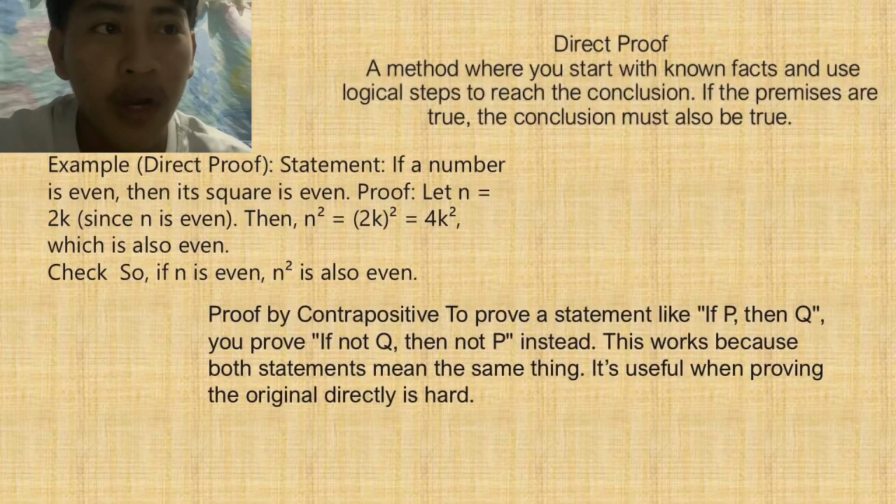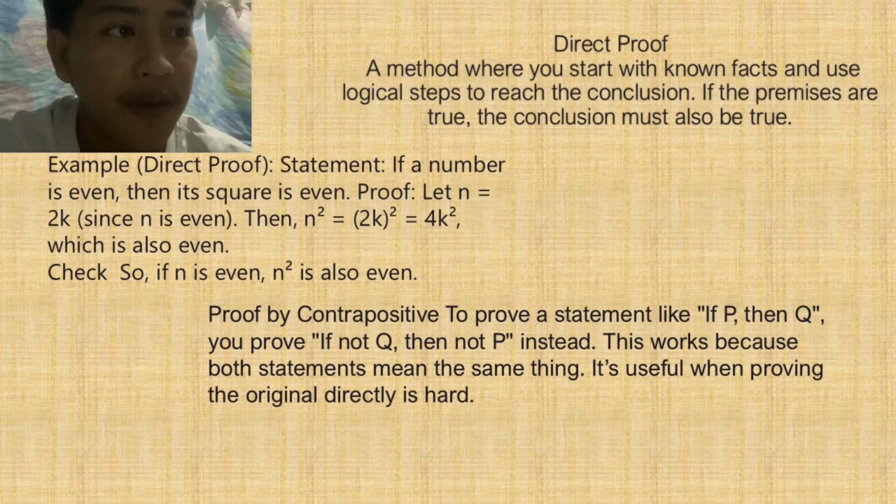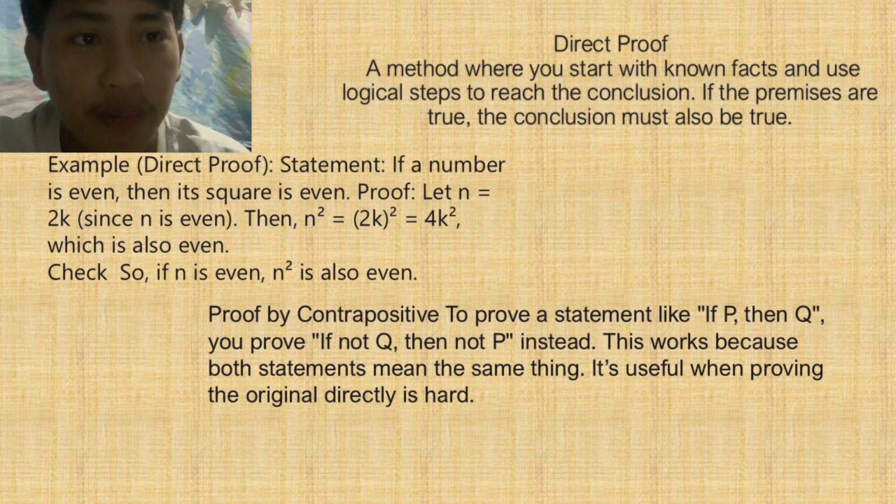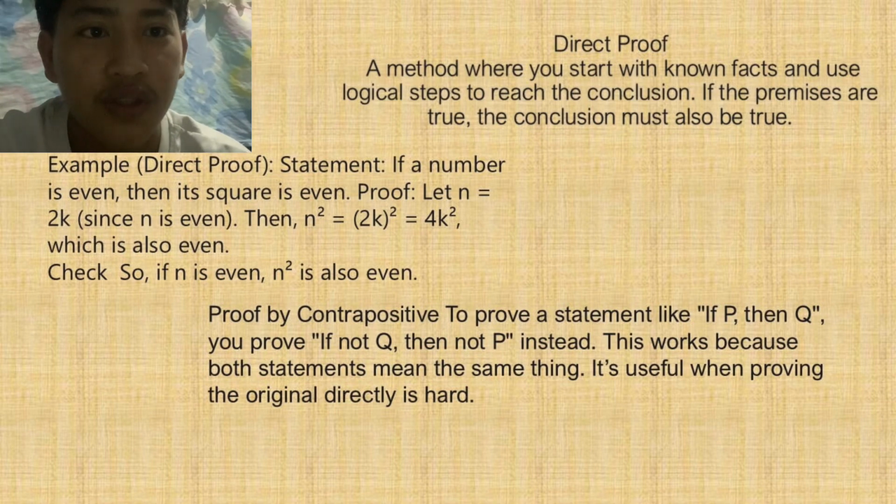Lesson 1, topic 3: proof techniques. Direct proof is a method where you start with known facts and use logic, step by step, to reach the conclusion. If the premises are true, the conclusion must also be true. Example: a direct proof states that if a number is even, then its square is even.